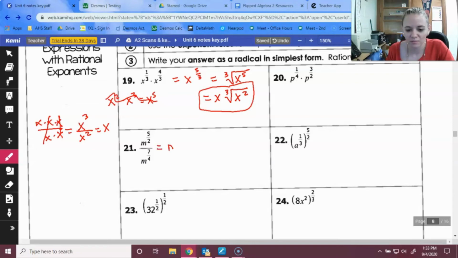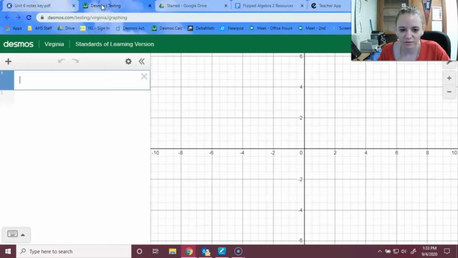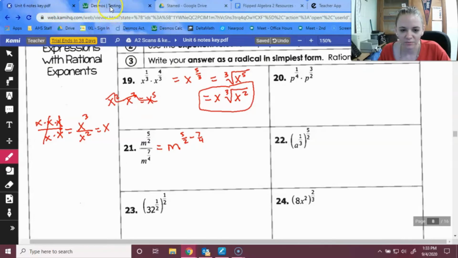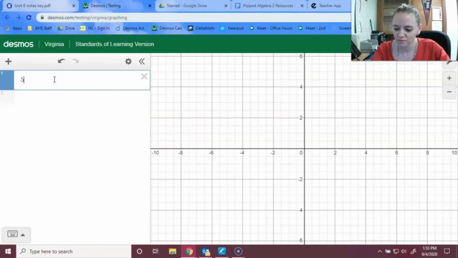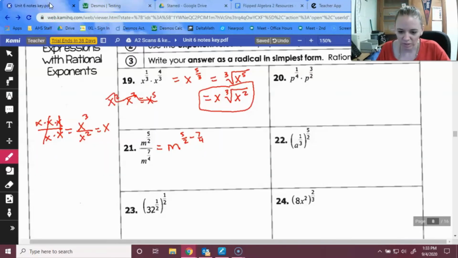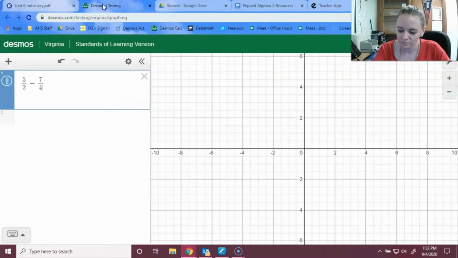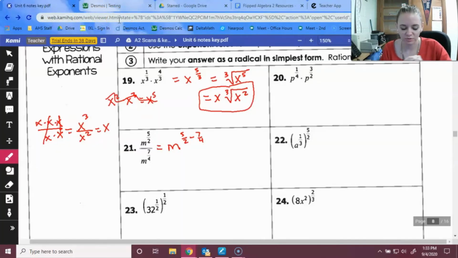So, since we can subtract the top minus the bottom, we can take m and then do 5/2 minus 7/4. Now, the one issue here is you have different denominators, so you can't do that quite quickly. So let's just jump to the calculator. We can do 5/2 minus 7/4. We get 0.75, and I know that's the same thing as 3/4.